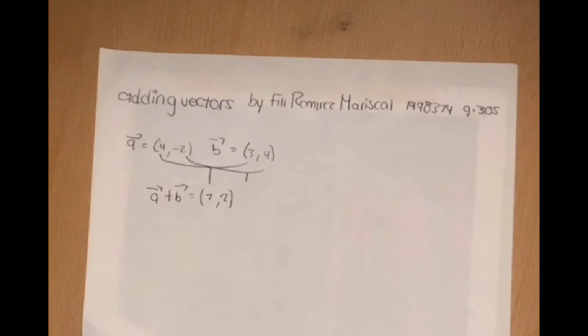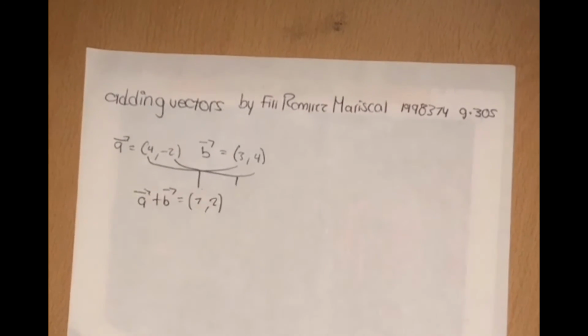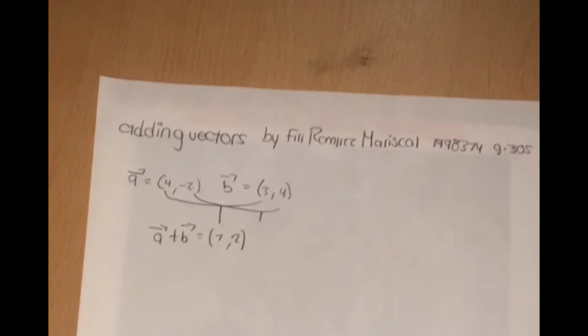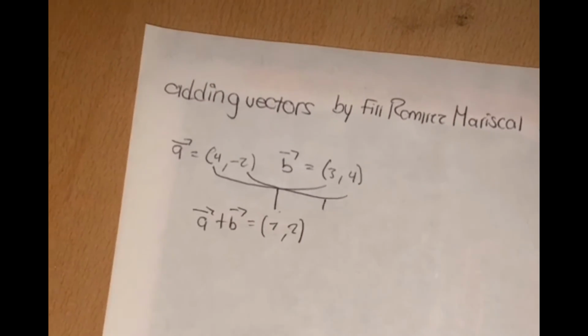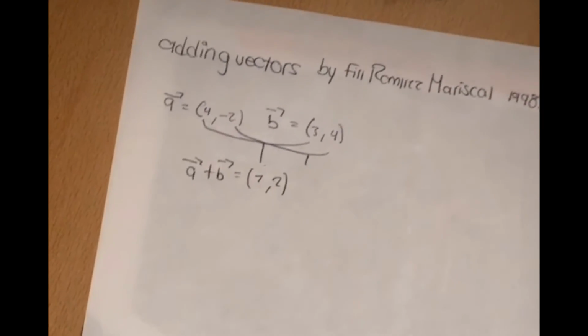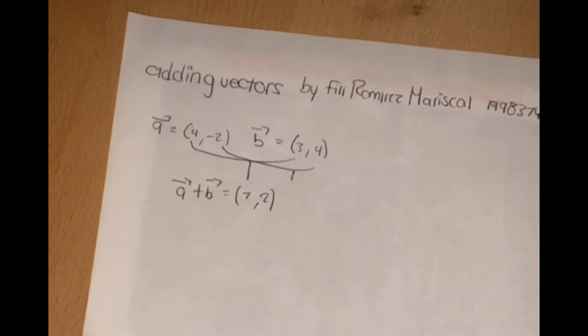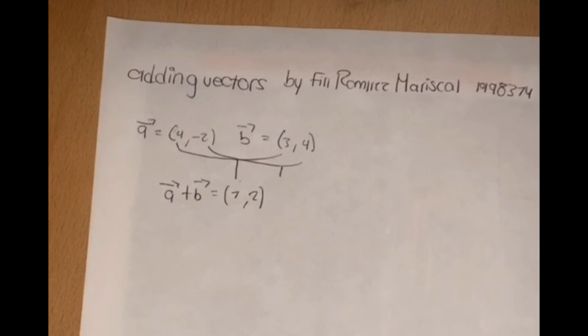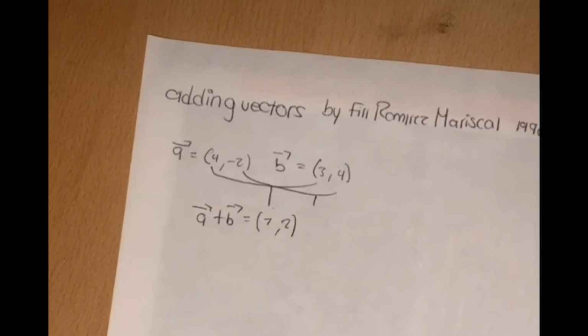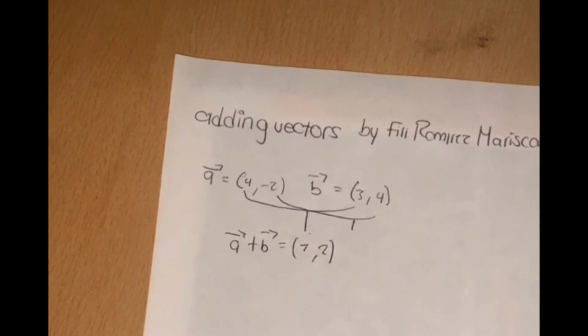Hi, so my name is Philly and I'm going to talk to you about adding vectors. Okay, so adding vectors is pretty easy. We have A and B, which are the vectors, and we need to get the addition of both of them. So first we need to check which are the values of both of them.